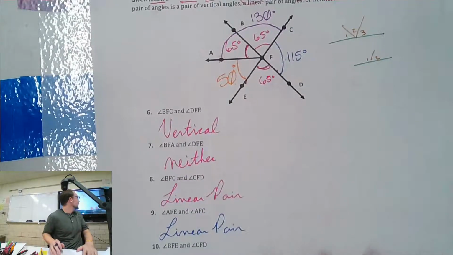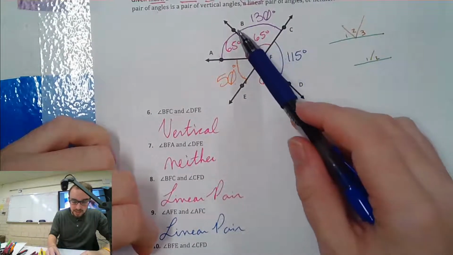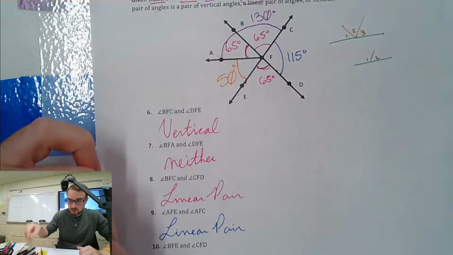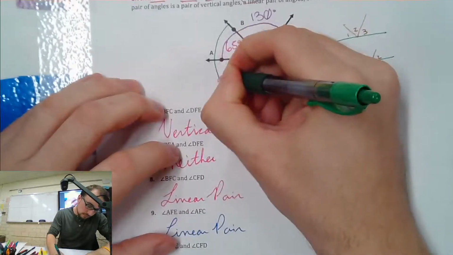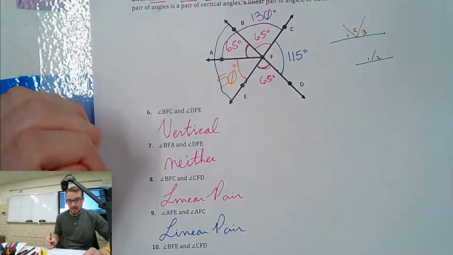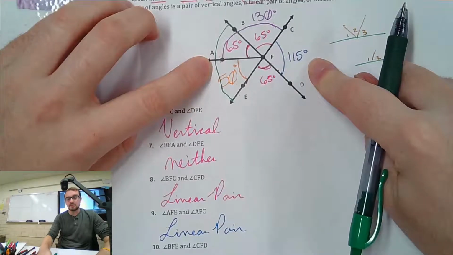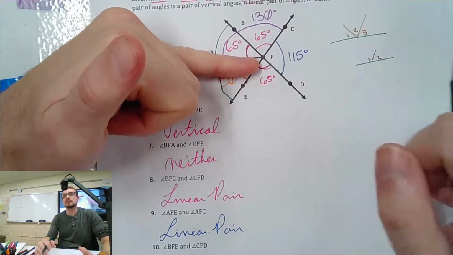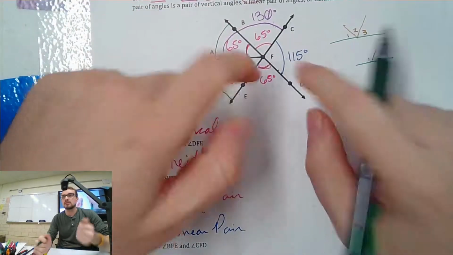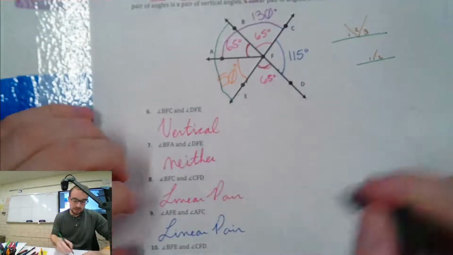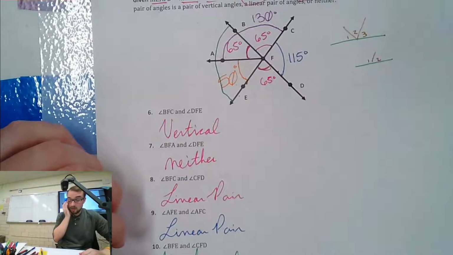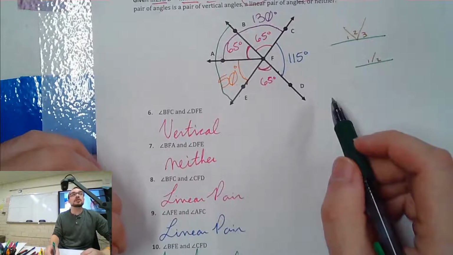All right. BFE and CFD are the next one. So let's find BFE. Ooh, it appears to be this one. What color shall we use now? How about green? That guy right there. And then the blue angle is CFD. They're vertical, right? They're still scissors. The left side and the right side are going to be congruent. So they're vertical, and by vertical angles theorem, they're congruent, right?